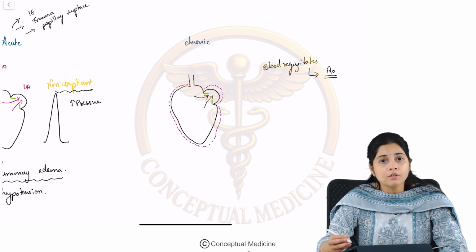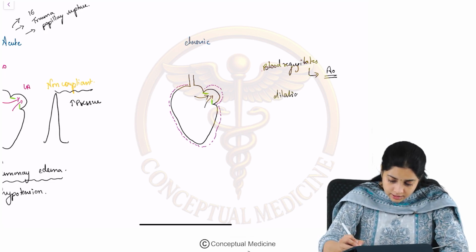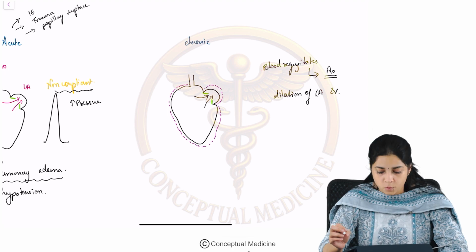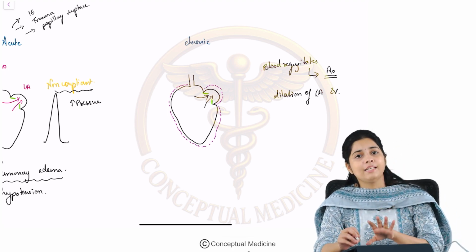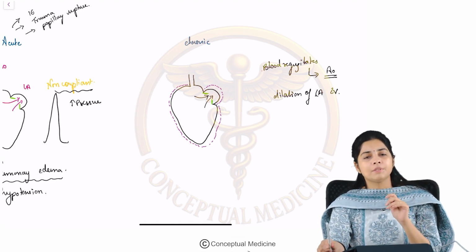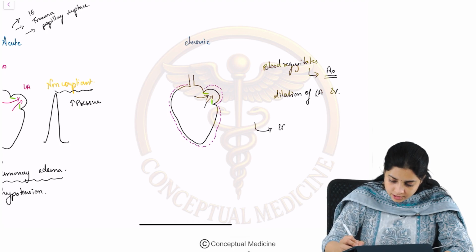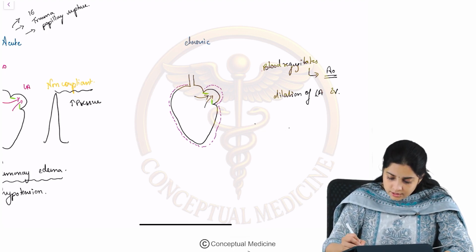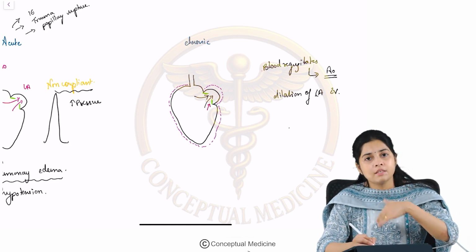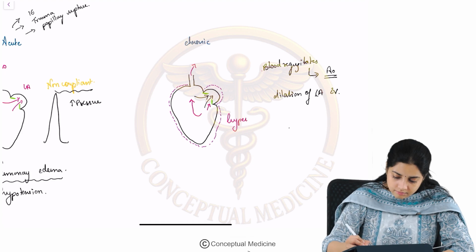So nothing happens at first, but over the course of time as the regurgitation progresses, there can be dilatation of the LA and LV, up to the point where the MR is compensated. The MR is compensated by the contractility of the heart, right? So initially there will be some amount of regurgitation into the LA, and whatever is pushed into the LA is pushed back into the aorta because of the hypercontractile heart.